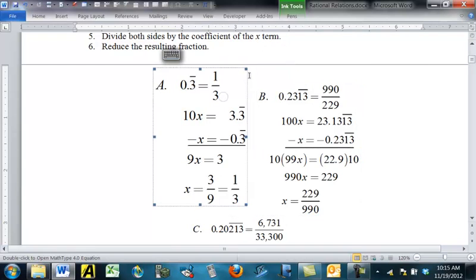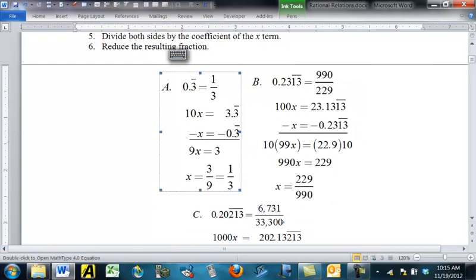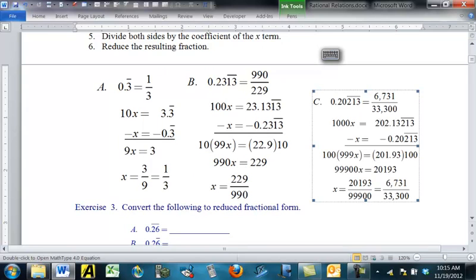Okay, let's look at another example here. So we get all these back on one line here. This one has a 3-digit pattern. So we're going to multiply by 1,000. Of course, that gives us 1,000x on this side. And more importantly, over here, it's going to move it 3 places. 1, 2, 3. 202 point. Then what's next? A 1, 3, and then a 2, and a 1, and a 3, and a 2, and a 1, and 3. And if you notice from this point over, the 2 1s and 3s line up.